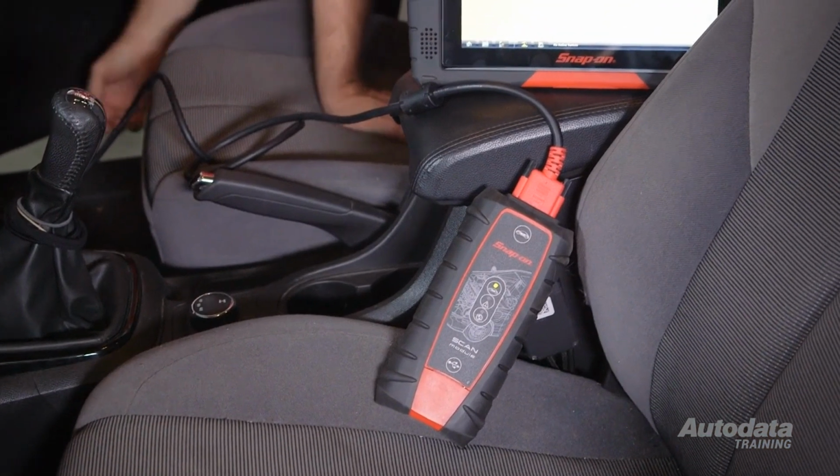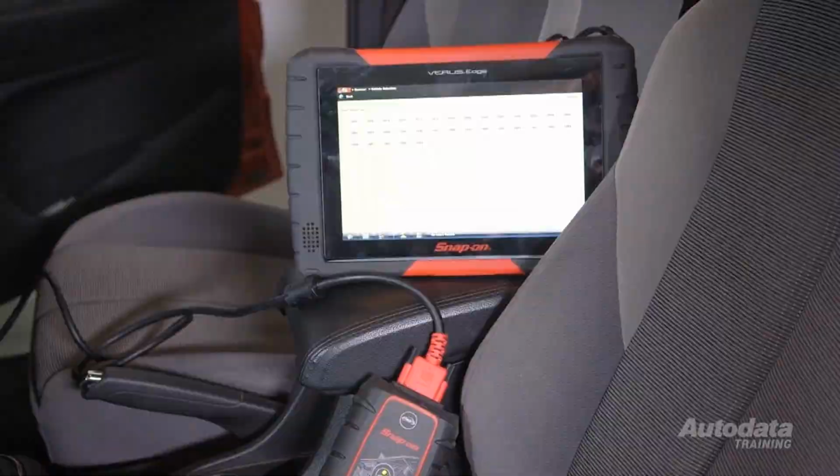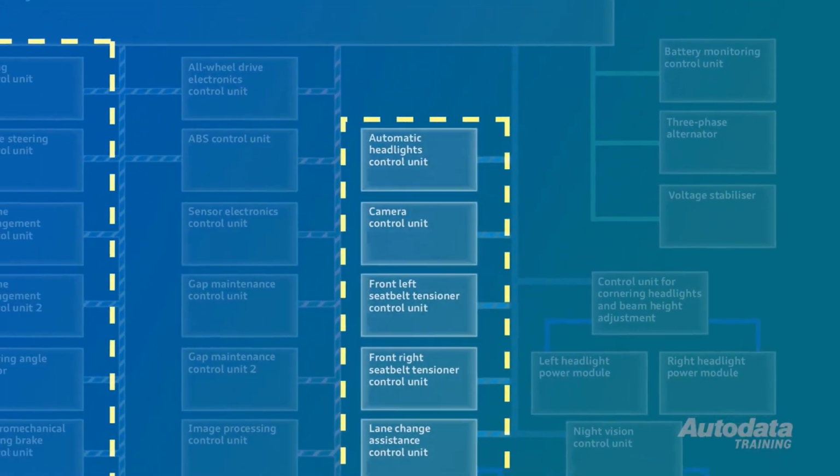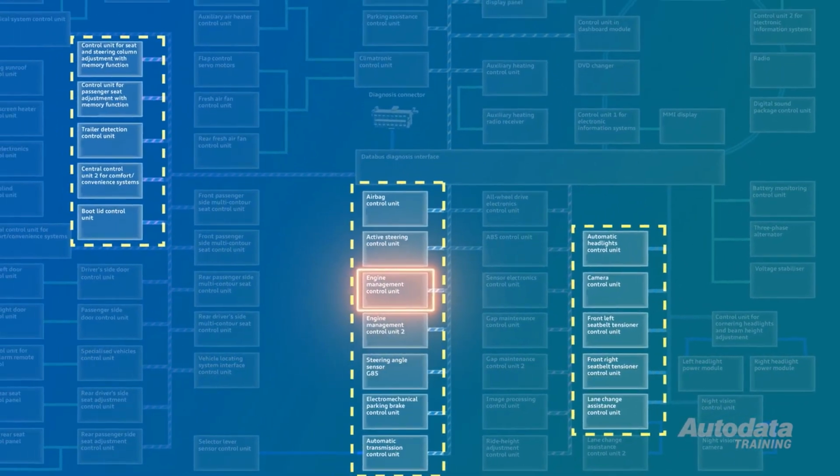Now that we know the system voltage is good, connect a scan tool to the vehicle's DLC and perform a module presence check. We do this because vehicles use different bus topologies. This should always be done to help isolate and localise the fault.